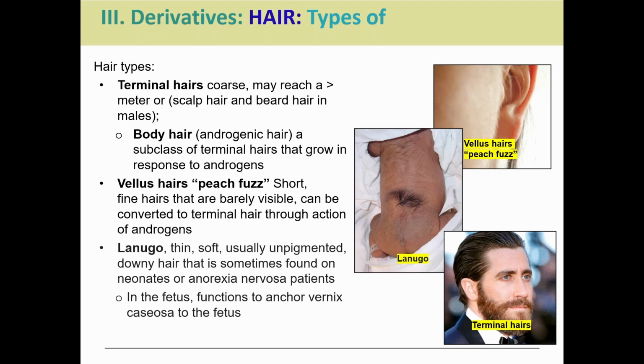And then lastly, we get to lanugo. This is usually this really fine, really soft hair. This is what we think of in neonates. It can occur in people with anorexia nervosa, but typically we think of lanugo with brand new newborn babies. This does have a function. It helps anchor the vernix caseosa, this cheesy substance, to the fetus. And this soon falls off. This does not hang around forever and will dissipate. So if you're like, oh my gosh, this baby, what the heck's going on? That lanugo generally will just fall out.